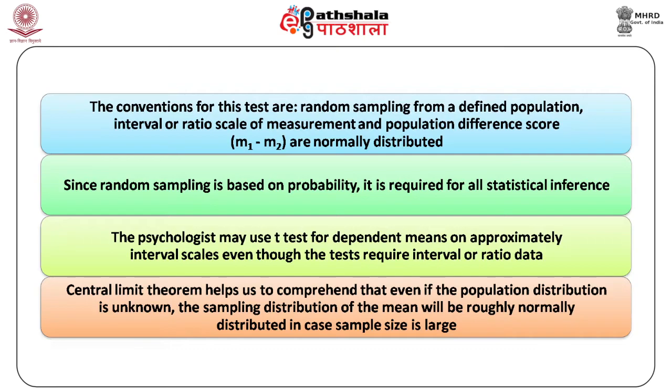The conventions for this test are random sampling from a defined population, interval or ratio scale of measurement, and population difference scores, that is mu1 minus mu2, are normally distributed. Since random sampling is based on probability, it is required for all statistical inference. The psychologist may use t-test for dependent means on approximately interval scales, even though the tests require interval or ratio data. Central limit theorem helps us to comprehend that even if the population distribution is unknown, the sampling distribution of the mean will be roughly normally distributed in case sample size is large.